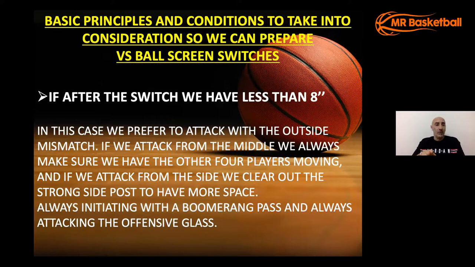If we attack from the side, let's say from 45, we want to clear out the strong side block. That means the strong side low post man, we send him opposite, on the weak side. And we try to create an attack from that side, having all the space for ourselves. Always initiating with a boomerang pass and always attacking the offensive glass. We insist so much on that because small details make the difference. Always use the boomerang pass before we attack the mismatch. Always follow our shot and go to the offensive glass.